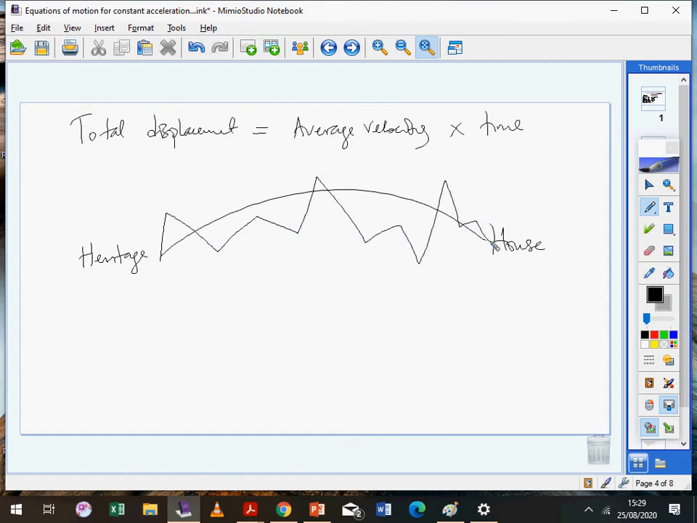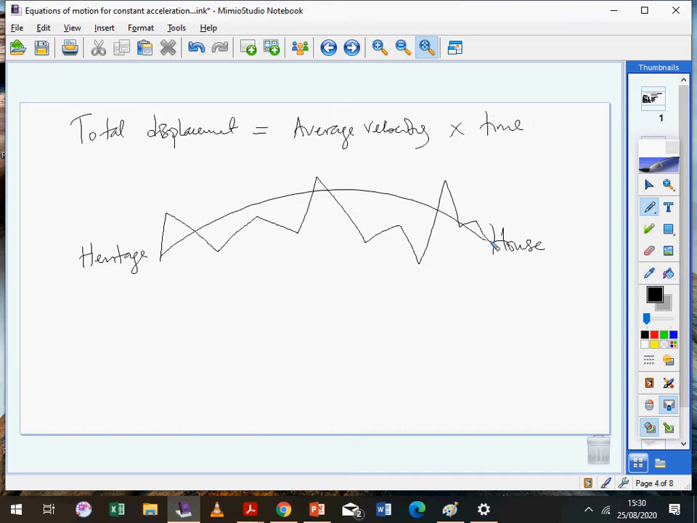But when someone asks you what is the average speed, or average velocity, from Heritage to your house, and you give a value, say 20 kilometers per hour, that doesn't mean that you travel at 20 kilometers per hour from the time you leave the gate to the time you reach your house. There's acceleration, deceleration in between. There's even sometimes when you're stopping.